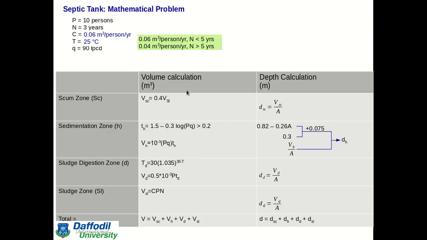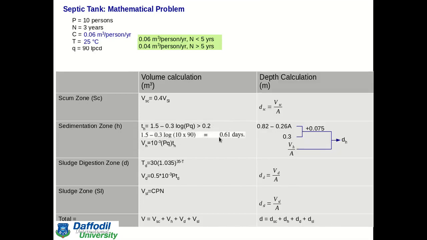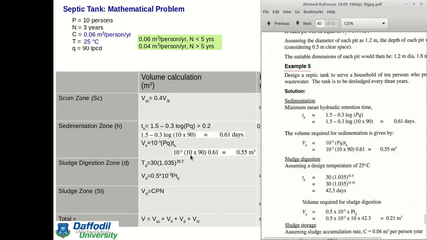Now let's see what they have done with this problem. First they have calculated TH, that means this portion. So you can just see them side by side. You see 1.5 minus 0.3 log P into Q, and that value should be greater than 0.2, and they have calculated 0.61. So this is from that book. And the next one, VH, is calculated in this way. If we consult the book, this is from this book. Okay, 10 to the power minus 3 PQ into TH. TH means this value. So PQ into TH, so 0.55 meter cube.